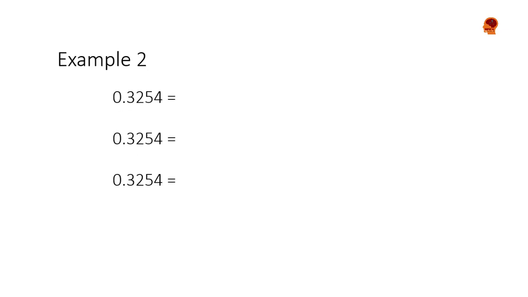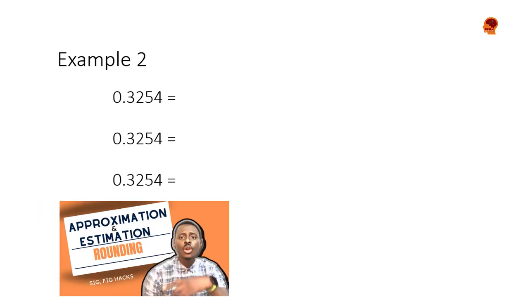Anytime a figure is taken to any number of significant figures, the convention is to round off digit 5 and above into whole and add to the next digit. Do not forget, you can check other videos about rounding and approximation in this channel. Okay, now let's see what I mean by what I've just said.